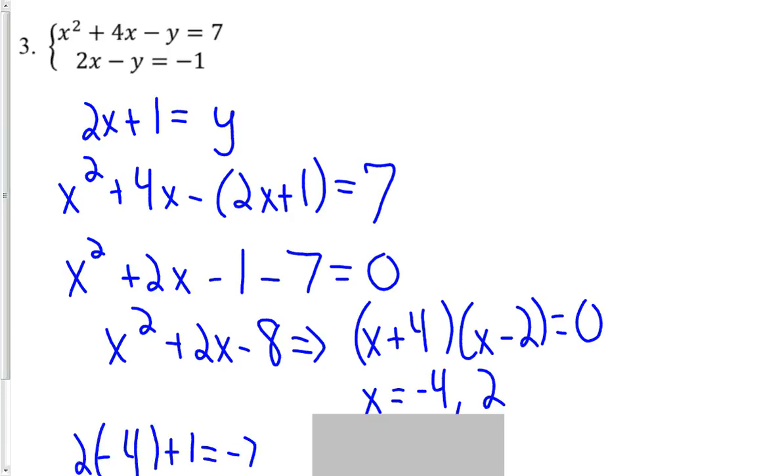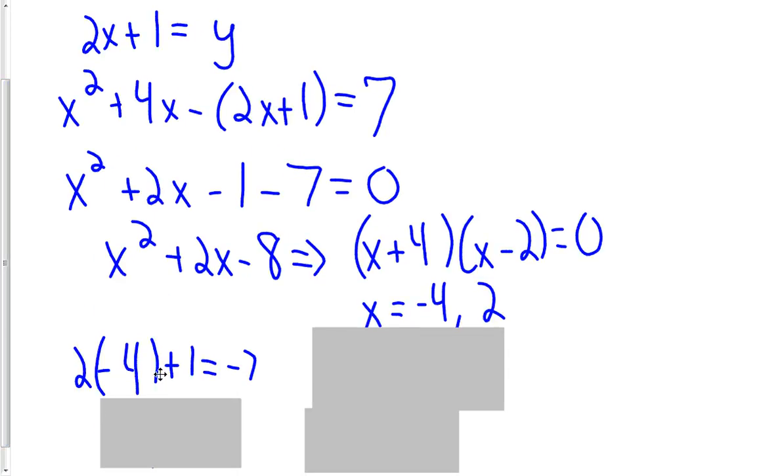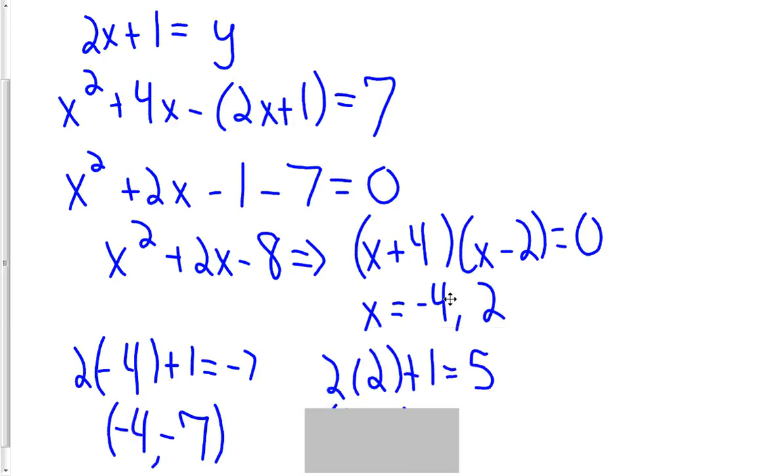So if you plug in -4, we get 2 times -4 plus 1. -8 plus 1 is -7. So (-4, -7) is a point. The next one is going to be 2 times 2 plus 1, again plugging back into the same equation up here, we get 5, and then (2, 5) is our other point. So two answers there.